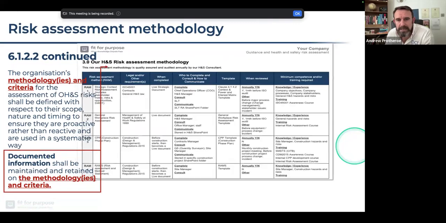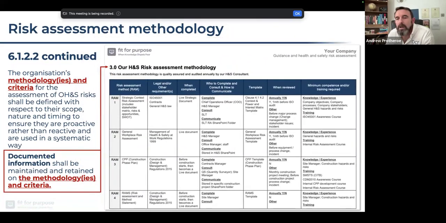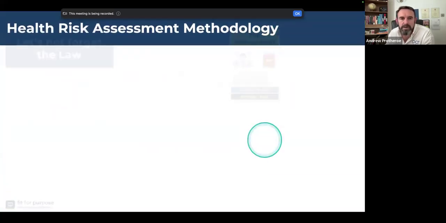This is your risk assessment methodology, which most companies could do with some improvement on. The standard once it's documented, how you document is up to you, but ultimately you can see what I've got. I've got multiple risk assessment methodologies, what legal and other requirements when completed, and right at the end, the minimum competence requirements for undertaking those risk assessments: knowledge and experience, and the training. What do you need to do a CPP, a construction phase plan, a RAMS, a pregnancy risk assessment, of course, and so on and so forth. The risk assessment methodology is, with the policy and the risk assessment and the objectives, which we'll cover, by far the most important documents in the organisation.